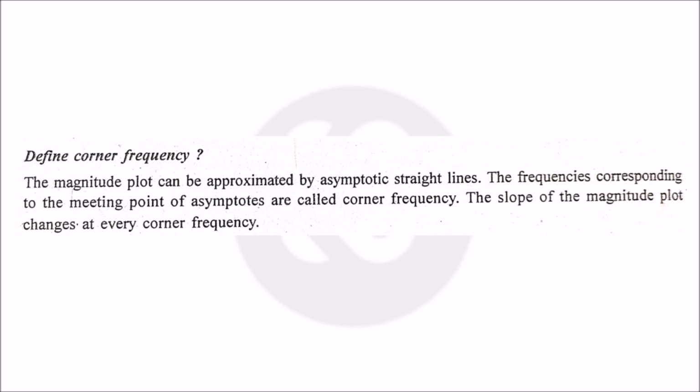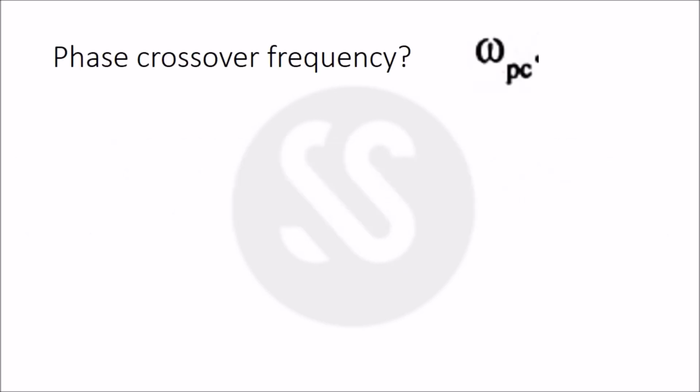So we have a straight line, then we have another straight line. When both straight lines join together, the point is called the corner frequency. Or you can say the slope of the magnitude plot changes at every corner frequency, which I have already told you. That means at the corner frequency the slope changes. So this is all about the corner frequency.